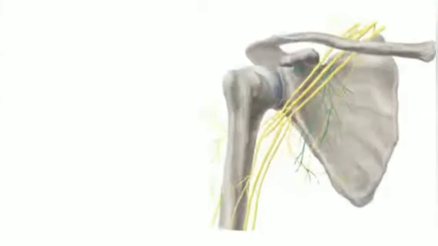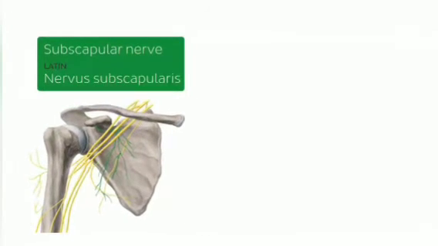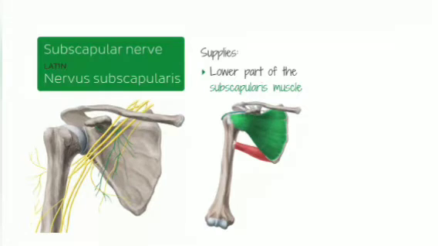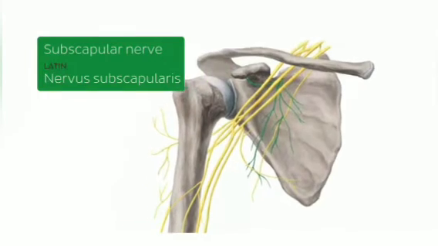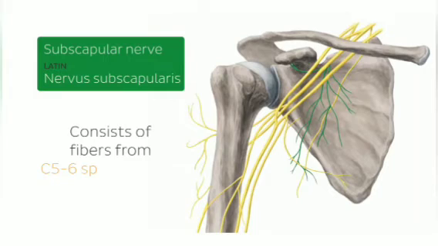Starting off with this one here highlighted in green, this is the subscapular nerve. And this nerve supplies the lower part of this muscle that you now see highlighted in green, the subscapularis. So the subscapular nerve will innervate the lower part of the subscapularis. And another muscle that will be innervated by the subscapular nerve is the teres major. Another piece of information that you need to know about the subscapular nerve is that it consists of fibers from C5 to C6 of the spinal nerves.